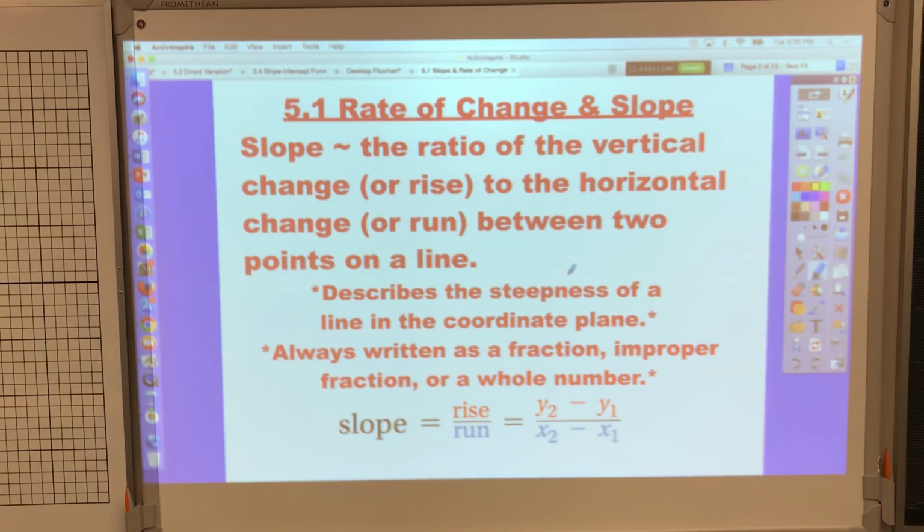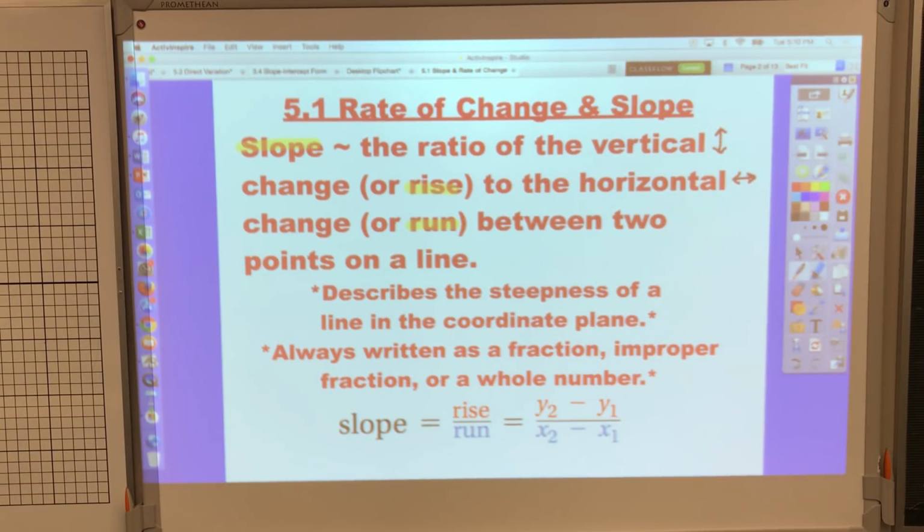Okay. So some vocabulary. Slope is the ratio of a vertical change, also known as the rise, to the horizontal change, which is known as the run, between 2 points on a line. Right? So vertical, remember, is up and down, horizontal being left and right. So that's why this is called your rise, and this is called your run.